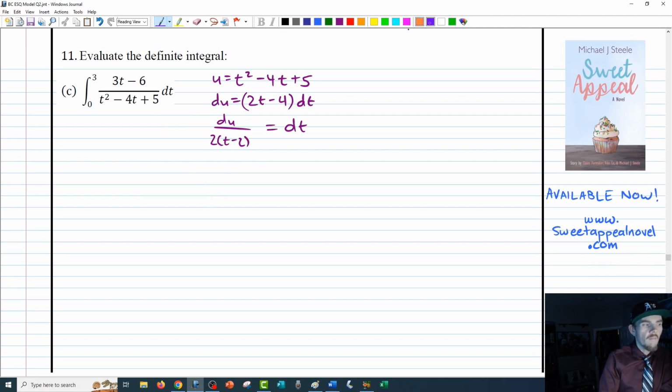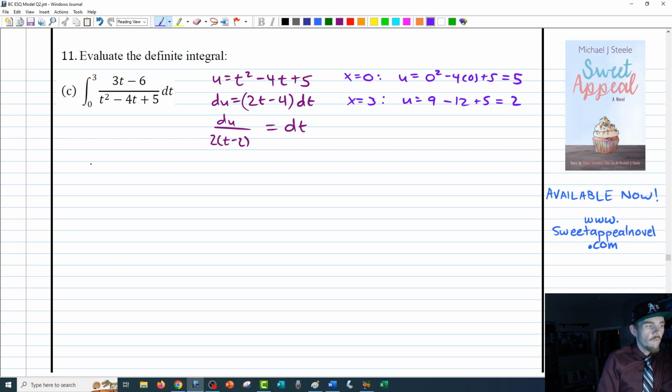Like I did last time, I'm going to go ahead and convert the limits of integration as well. I'm a big fan of that. If x is 0, u is going to be equal to 0 squared minus 4 times 0 plus 5, which is 5. And if x is equal to 3, then u is going to be equal to 9 minus 12 plus 5, which is equal to 2.